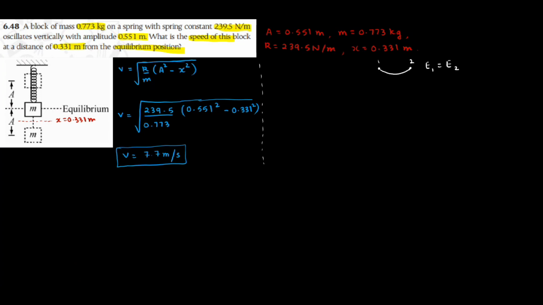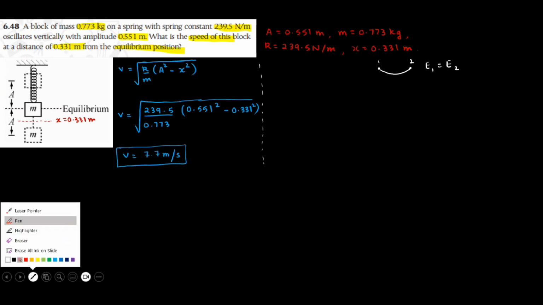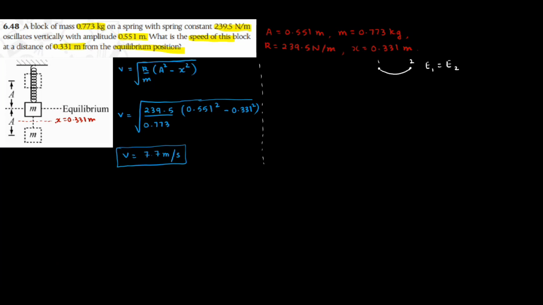So the 2 points that we are going to take right now will be the point where I want to find my speed and the point with the maximum displacement. So you have 3 positions here: equilibrium, the point where we want to find the speed, and the point of maximum displacement. I'm going to use point 2 and point 3 to find my answer. So we can write total energy at 2 equals total mechanical energy at 3. We know total mechanical energy is sum of kinetic plus potential energy at those 2 points.